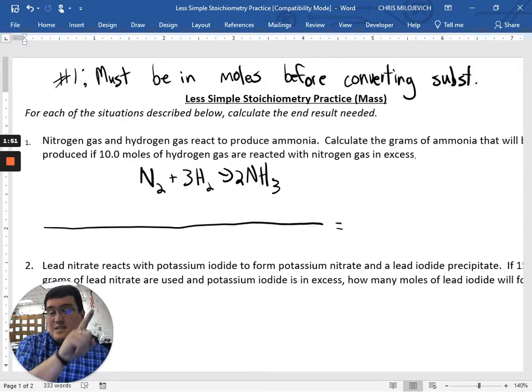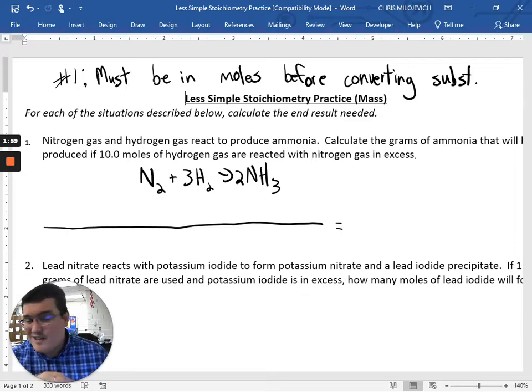So to make these problems just like those from yesterday, you have to remember you have to be in moles before you can convert from one substance to another. It's rule number 0. It's the most important. It's the cardinal rule in doing stoichiometry. It's the number one thing that people mess up.